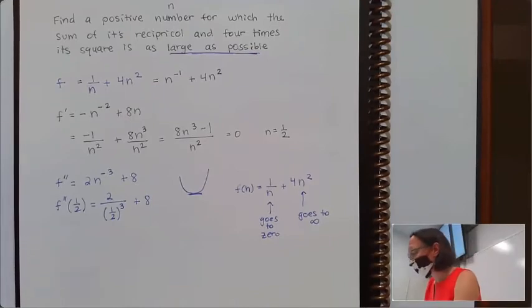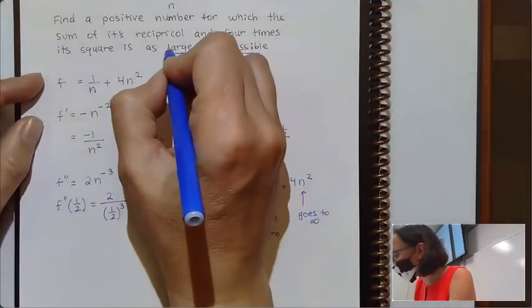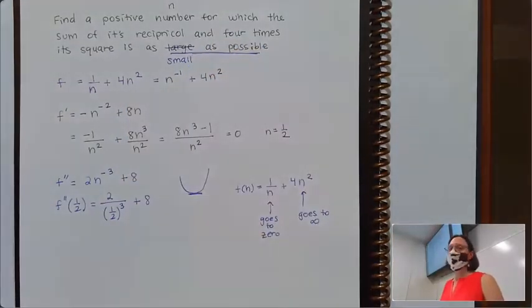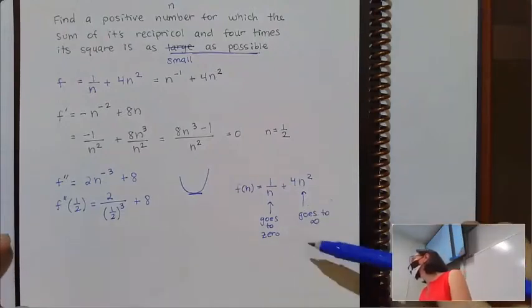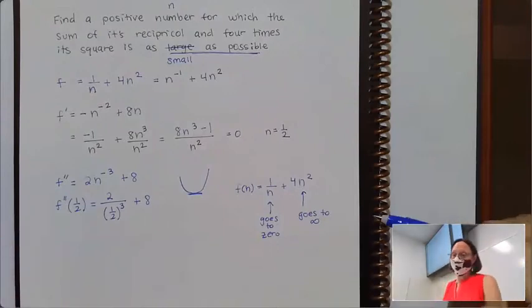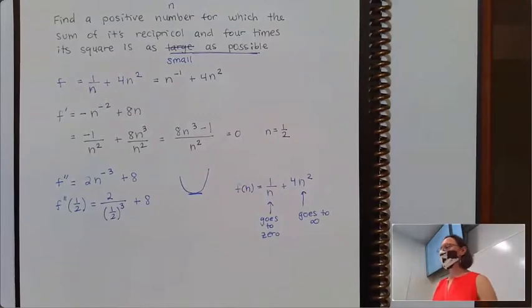Two ways to fix it: we could say as small as possible. The other option for fixing it would be to say there is no such number. Cool. Good times. That's what I get for using random problems from the classroom.